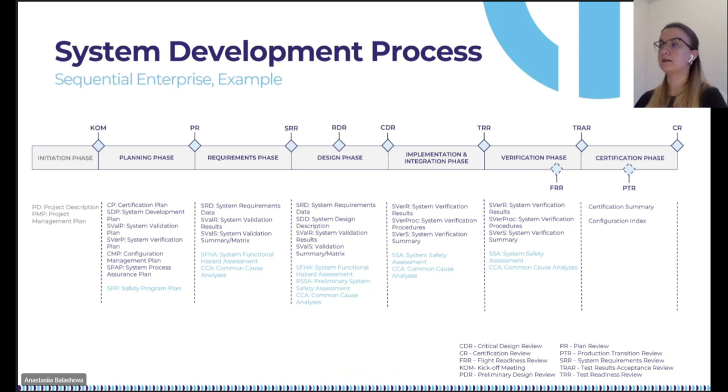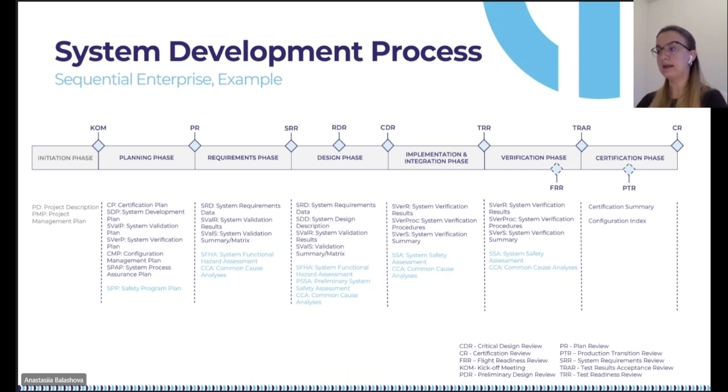So the first phase is the initiation phase. The stage is highlighted in gray because the artifacts of this stage are not part of the ARP4754A. However, the stage exists, and usually the project manager is responsible for outputs from this stage, such as the project description and project management plan, or, in some examples, some financial metrics are calculated at this stage. The transition between the initiation phase and the planning phase occurs through the kickoff meeting, where the project resources and deadlines are discussed in general terms.